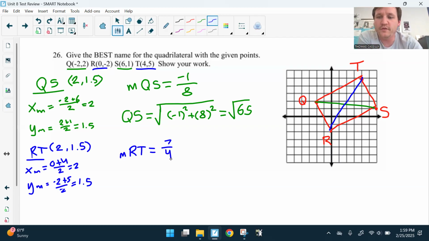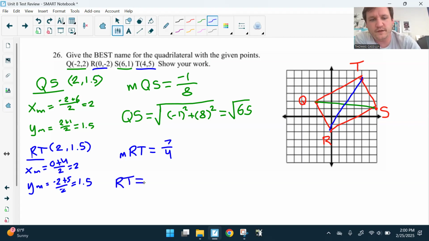All right, so again, those slopes are not opposite nor reciprocal. So those are not going to be perpendicular. Therefore, it's not a square. It's not a rhombus. So square and rhombus are out. And the last one, we got to figure out the length of RT.